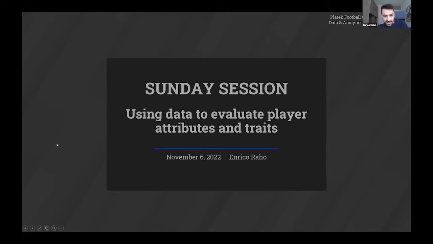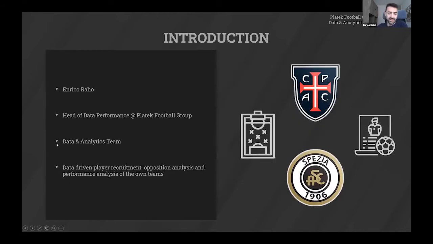Okay. Like I said, I already did a bit of introduction, so I'll keep this one very short. I'm working as the head of data performance for the Playtech Football Group, which consists at the moment of two clubs: Cassiopeia in Portugal and Spezia in Italy. For those interested, Cassiopeia plays today at 6 UK time, and they're doing really well in the Portuguese league. They have been promoted this season, and they are in fourth or fifth, so we're doing really well there. Always interesting to watch, in my opinion.